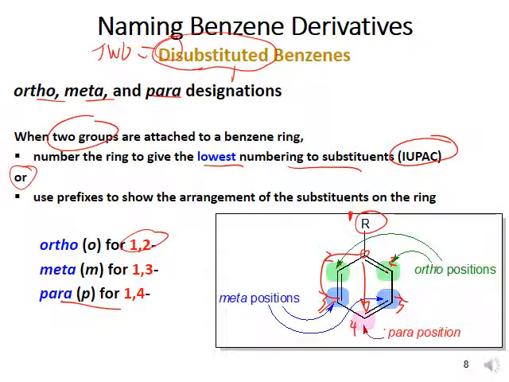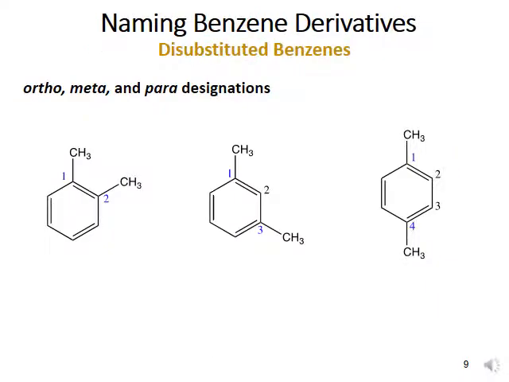Okay, so how does that work with actual naming? Well, let's give it a go. M-xylene because they're one group apart. Or there's P-xylene whenever they're across from each other. So that's certainly one way that you could name this compound with the common name, and you can see where there's some advantage to that because it's pretty simple.